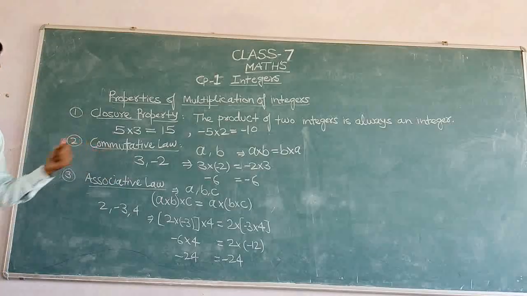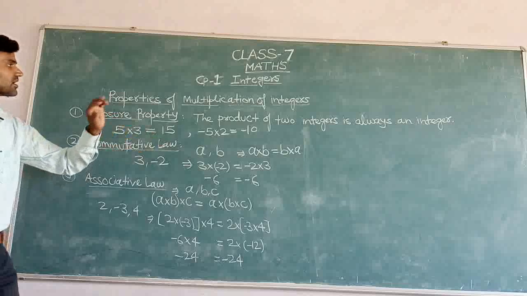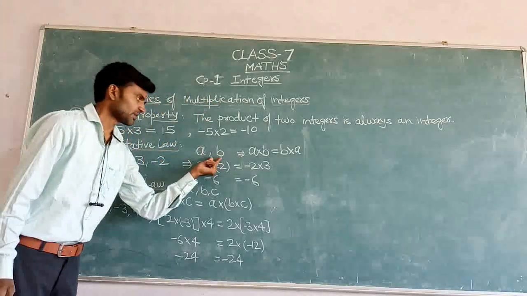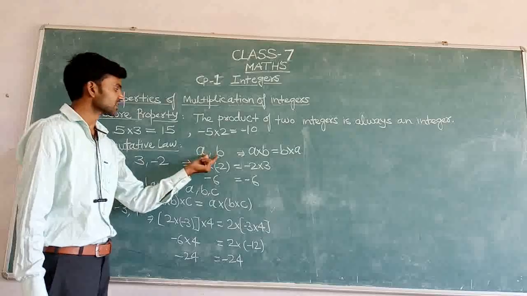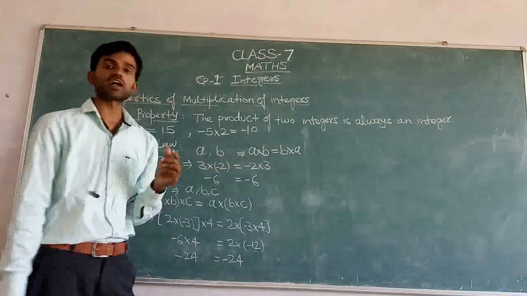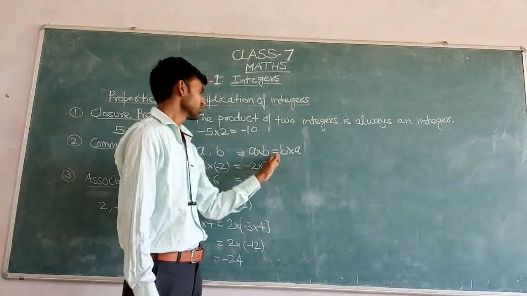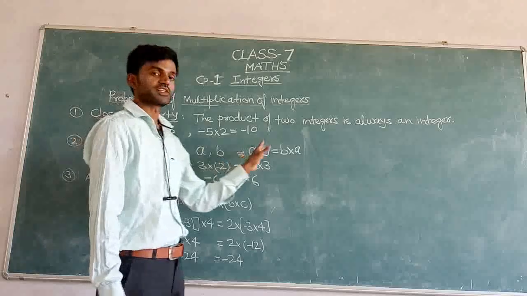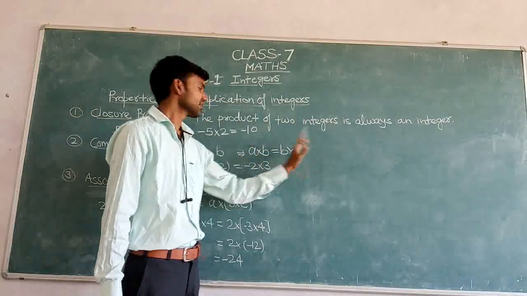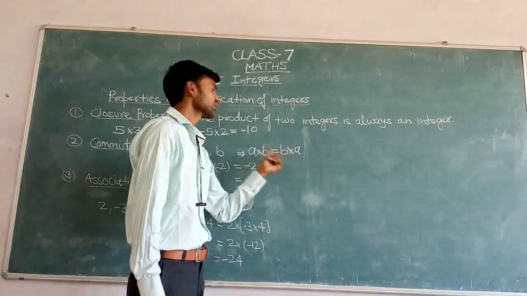Now come to the next property, the commutative law for multiplication of integers. Suppose a and b are two integers. When we find the product of two integers, we multiply a by b, or change the order and multiply b by a. In both conditions, the product, the result, is the same.